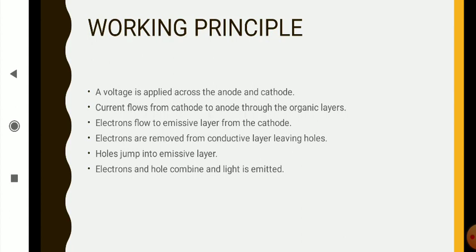Now, its working principle. A voltage is applied across the anode and cathode. Current flows from cathode to anode through the organic layers, that is the emissive and conductive layers. Electrons flow to the emissive layer from the cathode. The cathode starts giving electrons to the emissive layer, and the anode removes electrons from the conductive layer. Holes are formed, electron and hole combine, and light is emitted.